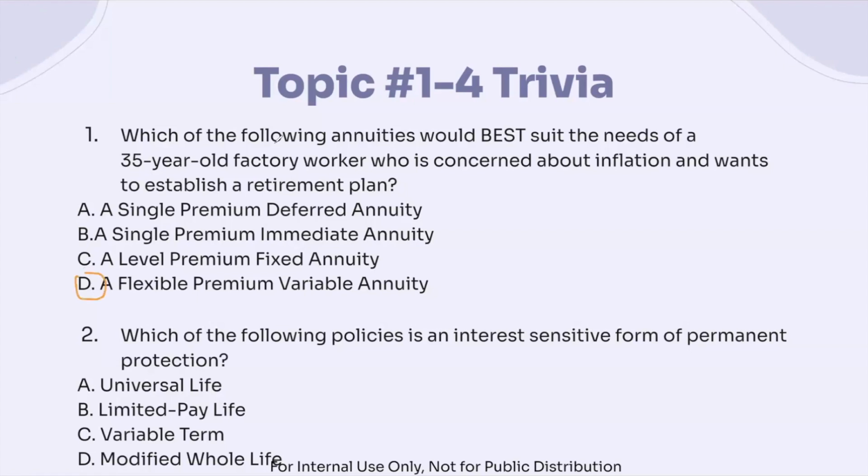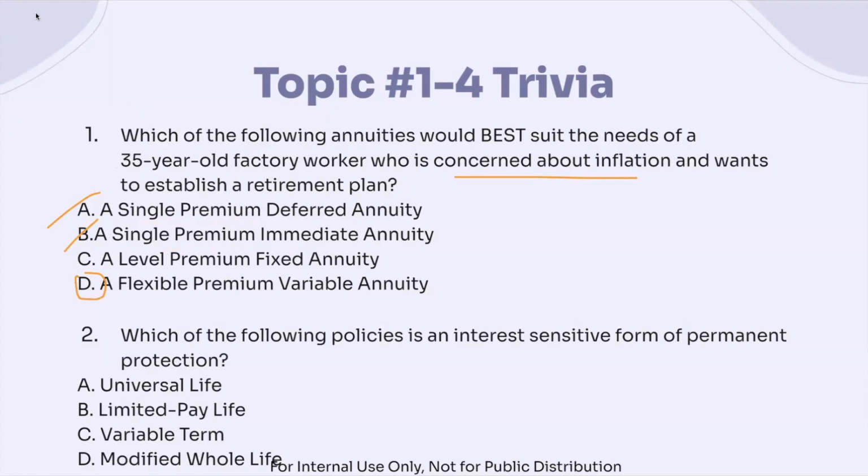But why? Well, we know this is a factory worker who's concerned about inflation. If they're concerned about inflation, then you would probably want some sort of variable annuity. But before that, we can cross off two answer choices, A and B, because the factory worker most likely can't pay a single premium. So that wouldn't suit the client's needs.